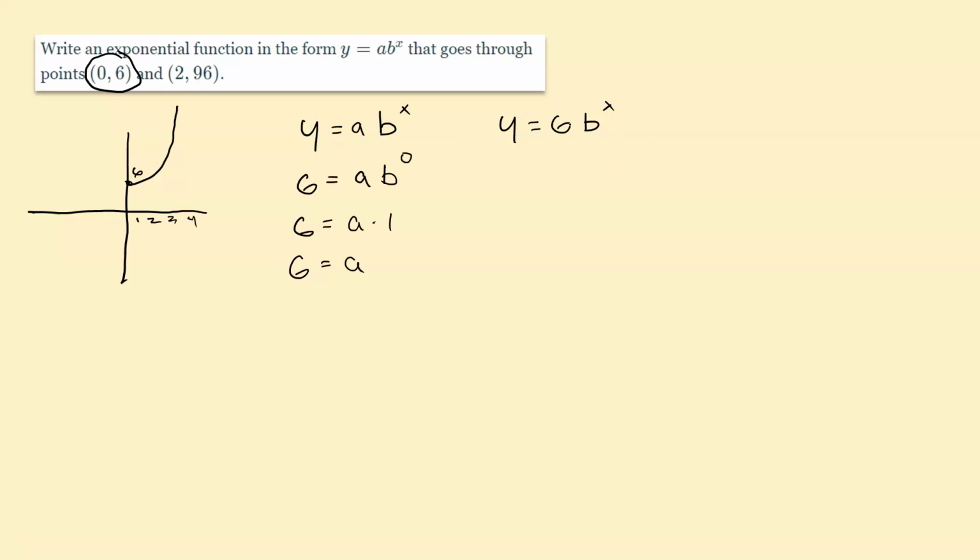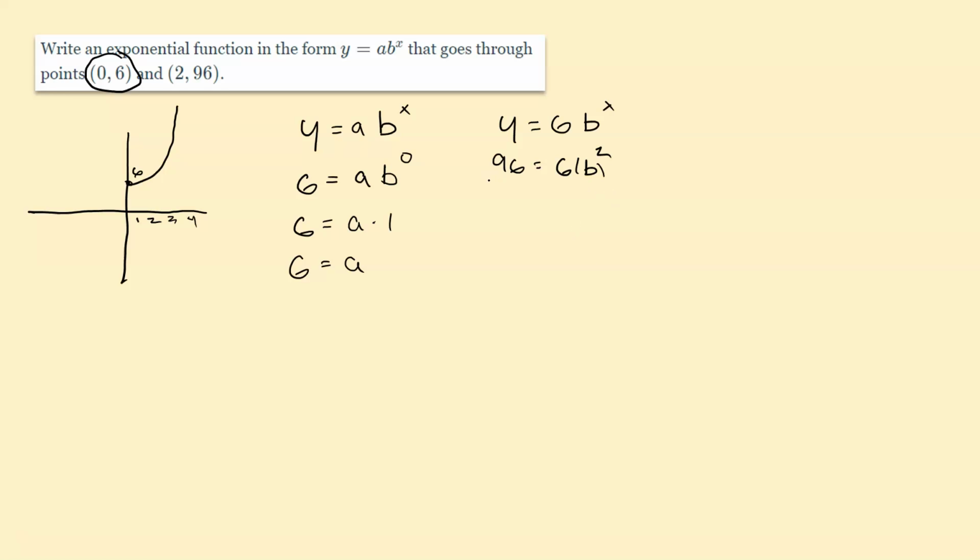Now we can go ahead and find the b value, and we do this by using the other point. So we plug in 96 here for y. 96 is the y value. B value we don't know yet, and 2 is the x value. Now you can see we have an equation that just has one unknown, and that is b. So now we can solve this for b. The way you do that, you've got to be careful here, and you have to recognize that this square is only being applied to the b value.